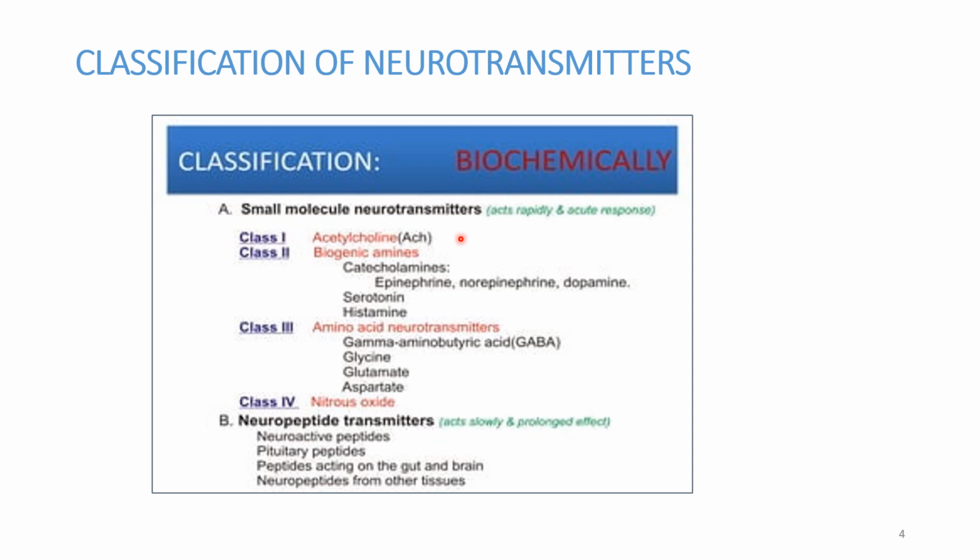In small molecule neurotransmitters, again we have four classes. Class 1 is acetylcholine.